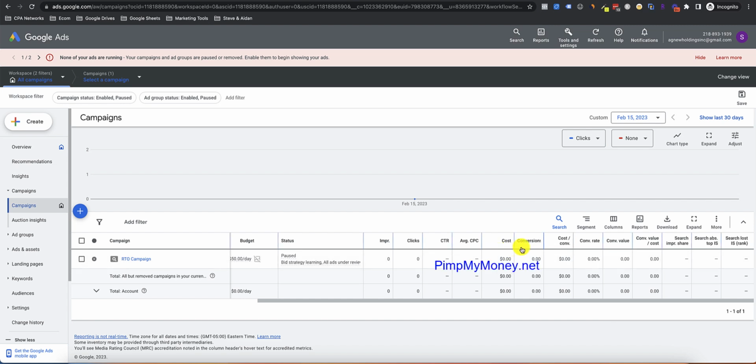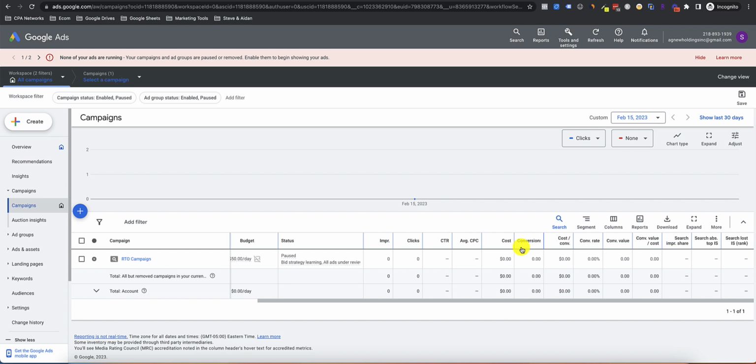If I have 500 leads on $500, 500 divided by 500 is 1. If I have a $1,000 cost and 500 leads, then it's 1,000 divided by 500. I spent $2 cost per lead. Conversion rate is the amount of conversions by clicks. So if I have 100 clicks and 30 conversions, my conversion rate is 30%.